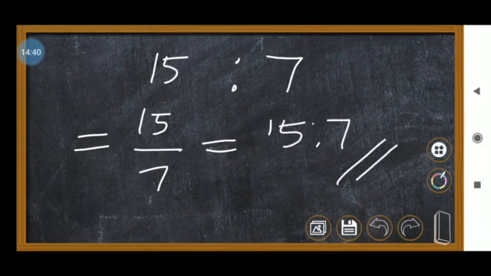Based on the question they asked, we have to find it. Here they asked pen to ball pen. 8 ball pens cost 56, so you find 1 ball pen. In the same way, 12 pens cost 180 rupees, so you find 1 pen. So 15 is to 7 is the right answer.